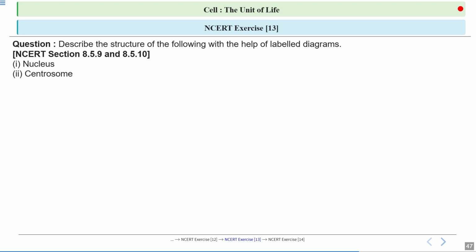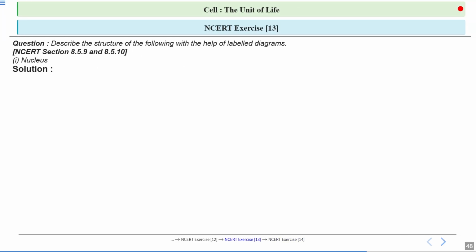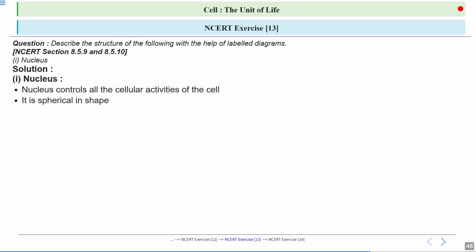Now, next one: describe the structure of the following with the help of labeled diagrams. Okay, nucleus and centrosome. So let's have a look at the answer. Let's talk about the nucleus first. The nucleus controls all the cellular activities of the cell. So it is basically the control center of the cell. Like your brain and spinal cord control all the activities of the body, here the nucleus is controlling all the activities going on within the cell.